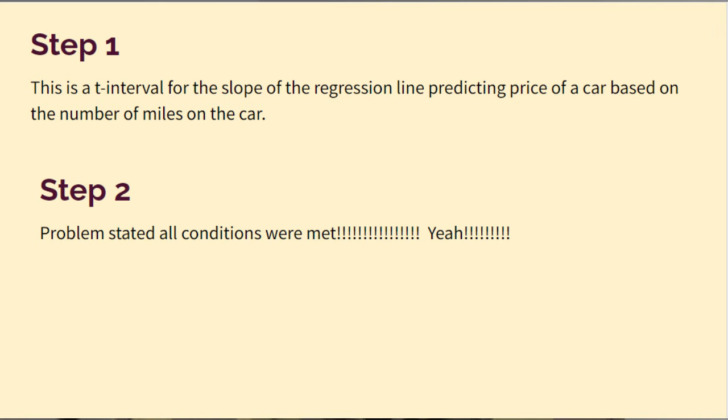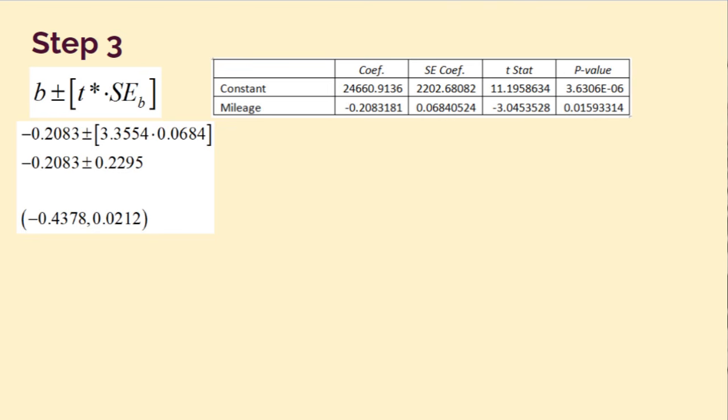So step 1 is naming, hey, this is going to be a t interval for the slope of a regression line, predicting the price of a car based on the number of miles on that car. Step 2, we could skip because it said all the conditions are met. Step 3, again, is really the easiest part. And as I've already stated, oftentimes this is a multiple choice question on the AP exam. So we're going to start off with our sample slope. That was the negative 0.2083. We're going to go up and down.